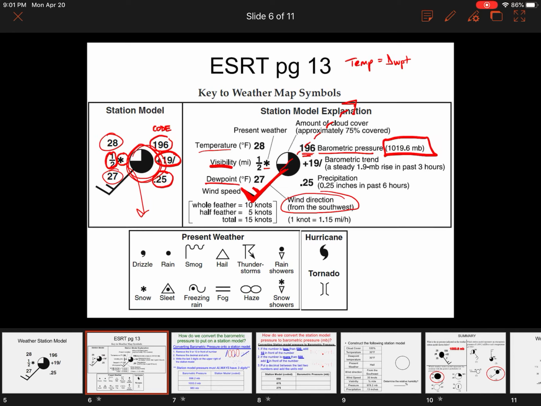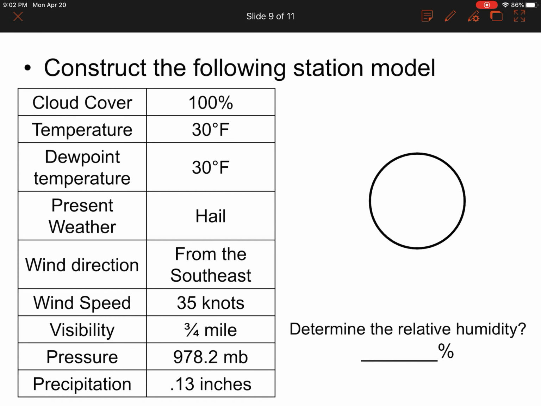That is 75% shaded in. That means that 75% of the sky in that area is going to be cloudy. If it was overcast and it was all cloudy, it would be all shaded in. If it was a clear day, it would be all white. That's how you do those questions. So here cloud cover is 100%, so I am going to color it in 100%. Nice and easy. Okay, check.